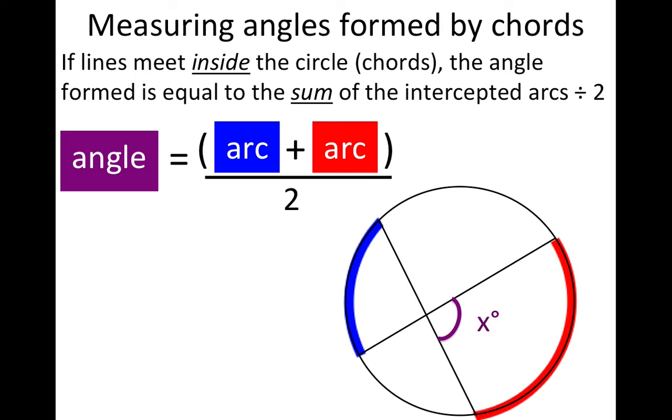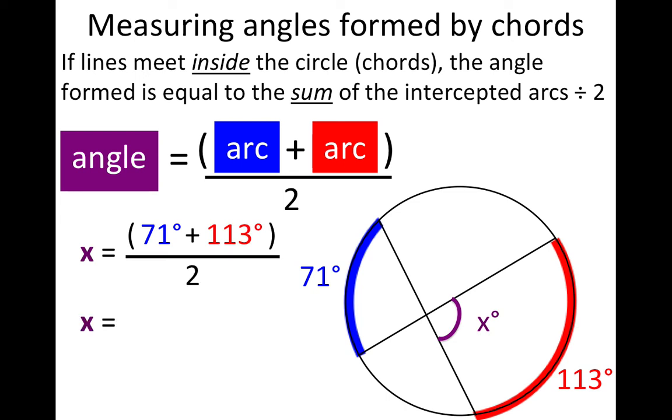So we'll call that x, and I know x is equal to the sum of, now we'll say the blue is 71 degrees, so I can plug in 71 there, and the red is 113, so I can put in 113 there, divide that whole thing by 2. So x equals, if I add up 71 and 113, I get 184. Take that whole thing divided by 2, and so my answer is x equals 92 degrees. So that solves the problem, but let's say I wanted to do that one right there.